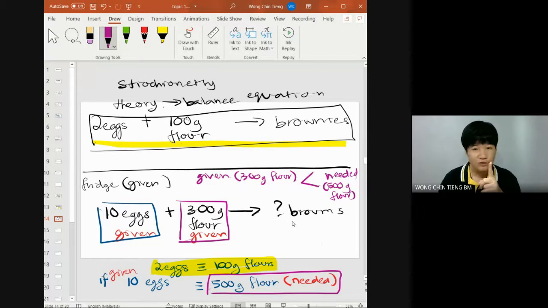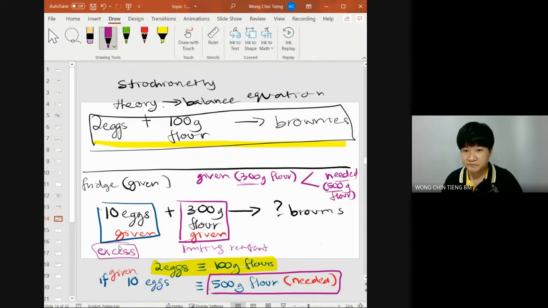Tak cukup. Safan duk tak cukup. Azri duk tak cukup. Betul? Dalam poket ada 300. Yang saya perlu nak 500. Tak cukup. Bila tak cukup, flour straight away adalah limiting reactant. Setuju? Kalau dia limiting, pacik, telur, excess.